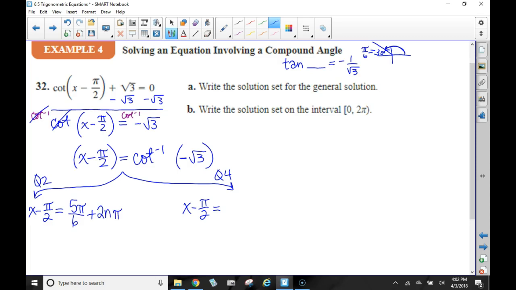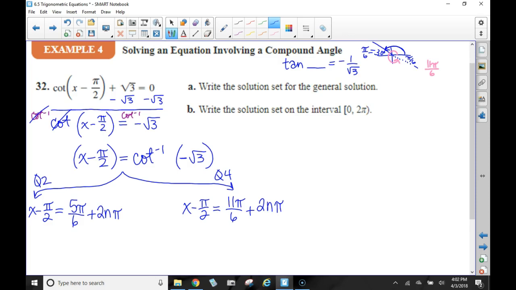And then in quadrant 4, it's still going to have a reference angle of pi over 6, but this angle is 11 pi over 6 in quadrant 4, okay? So 11 pi over 6 plus 2n pi, okay?